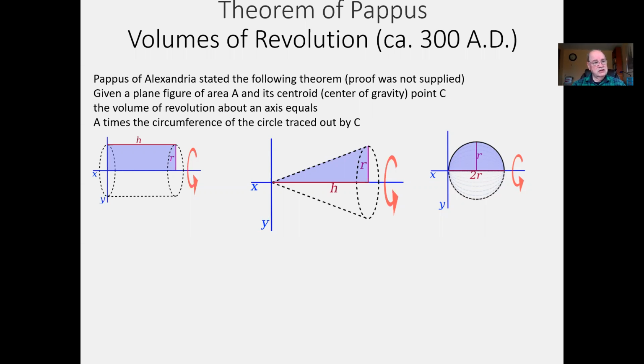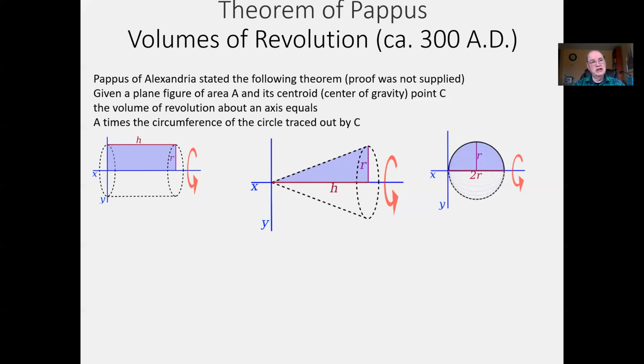It says if you take a plane figure, simplest one here on the left would be the rectangle, the purple rectangle, has a height of r and a length of h. So if you want to find the volume of that rectangle as you spin it around the x-axis, that would clearly spin out a cylinder. What's the volume of that cylinder? The volume of the cylinder, according to Pappas, is the area of the rectangle that you're spinning around times the circumference of the center of gravity of that figure.